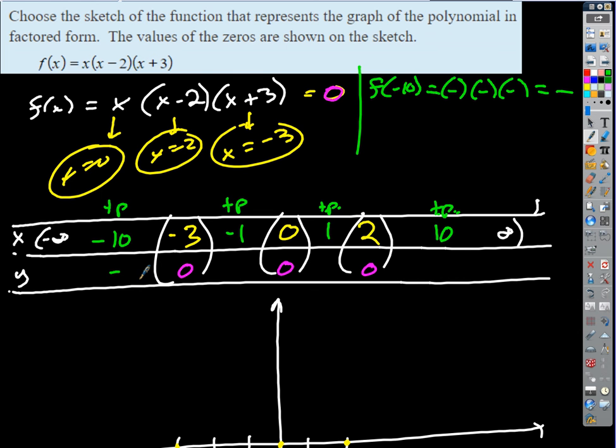Okay, what about at -1? Negative. First one is negative. Second one is negative. Third one is positive, so the overall sign is positive. I have an even number of negatives, right? So I get a positive. Okay, how about f of 1?